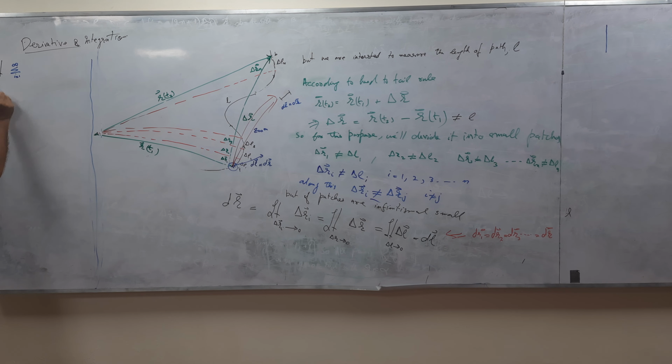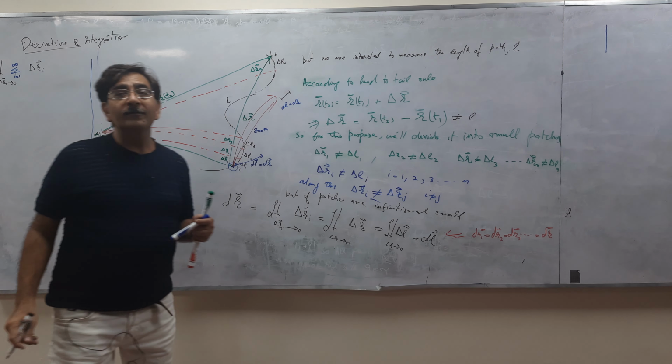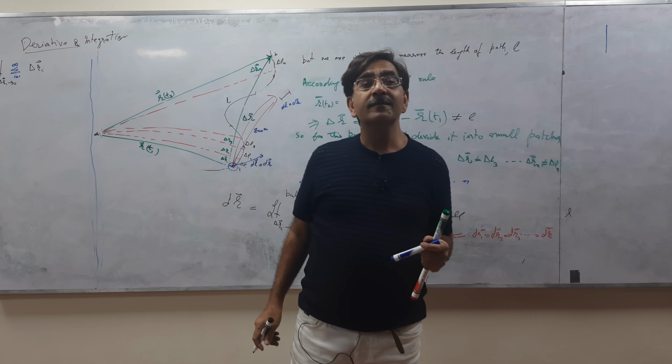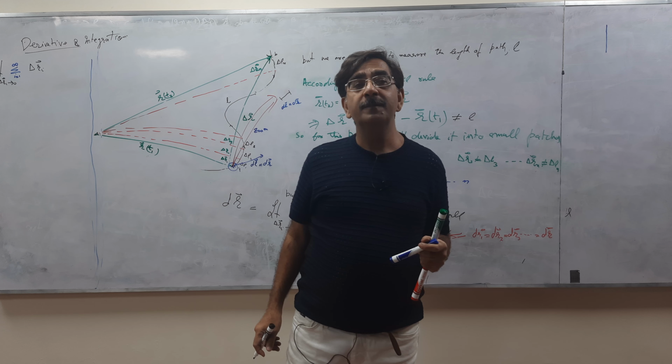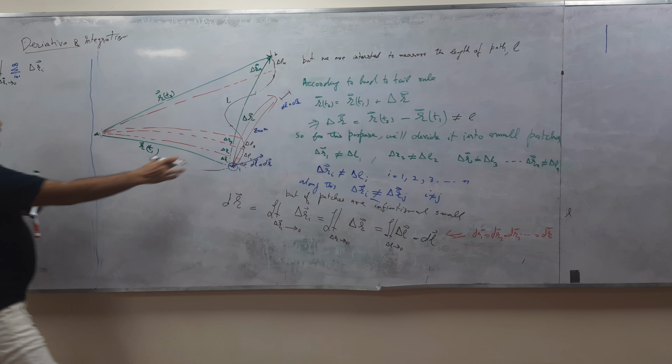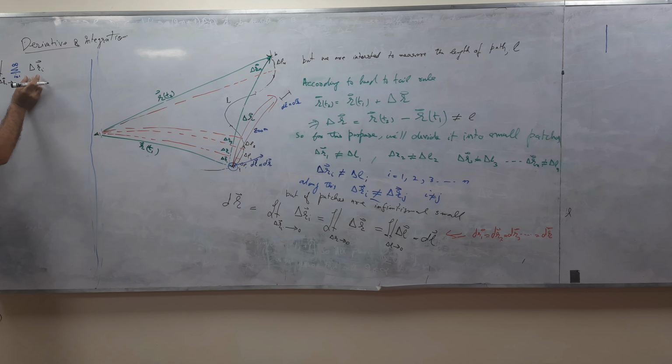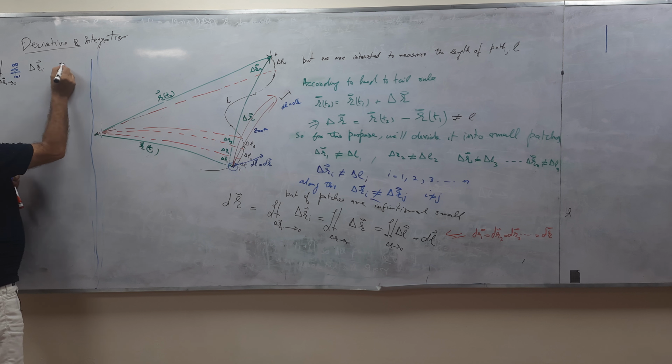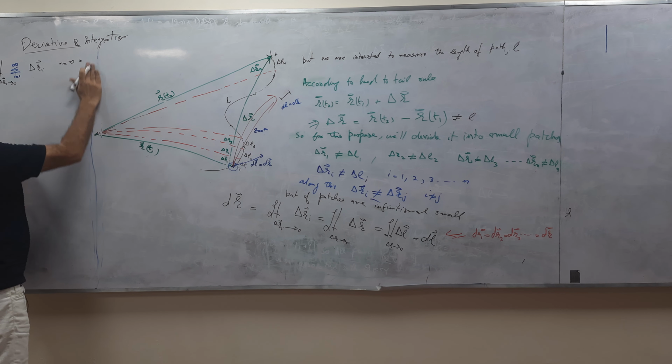Limit, what I have applied is the limit delta Ri approaches 0, delta Ri. So total L will be the sum of these infinitesimally small patches, n is equal to infinity, because why?